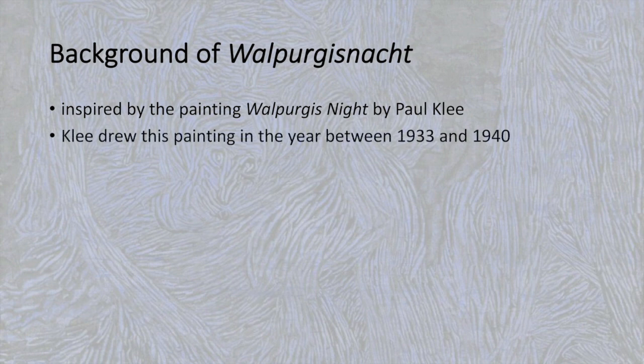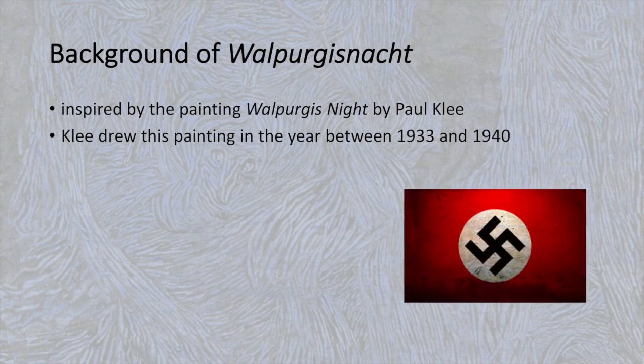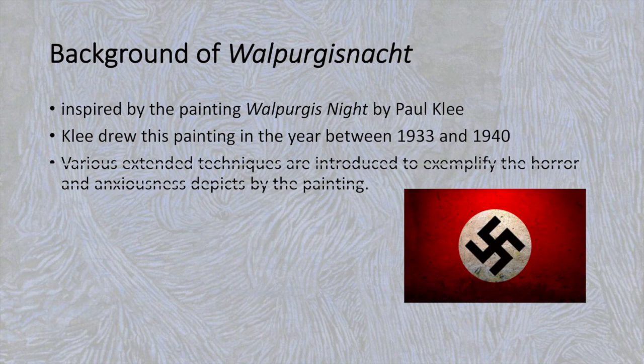Klee drew this painting in the years between 1933 and 1940 to share his anxiousness about the Nazi regime in Germany, where the evil spirit and the witches in the painting represent the Nazi regime. Various extended techniques are introduced in this piece, including multiphonics, microtones, bisbigliando, glissando, and etc., to exemplify the horror and anxiousness depicted by the painting.